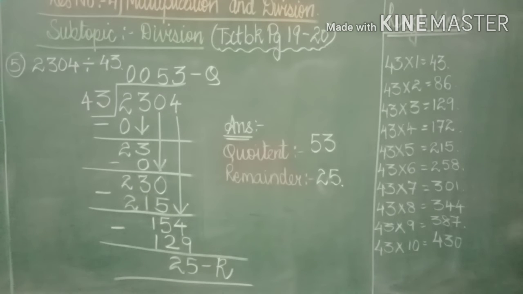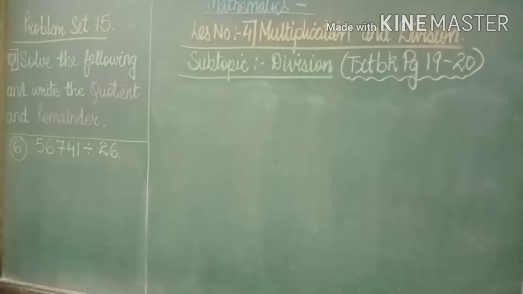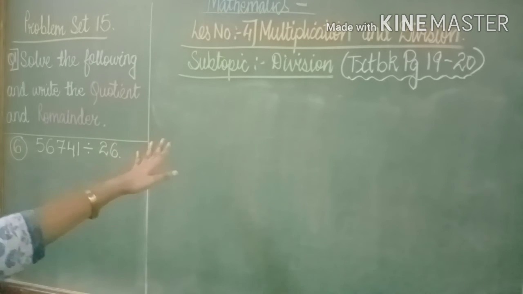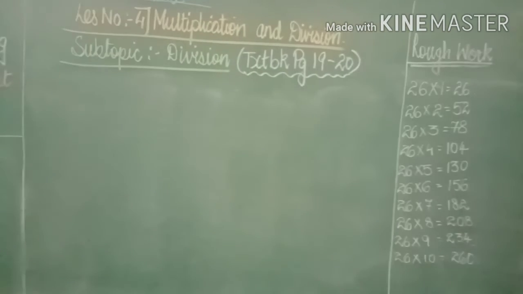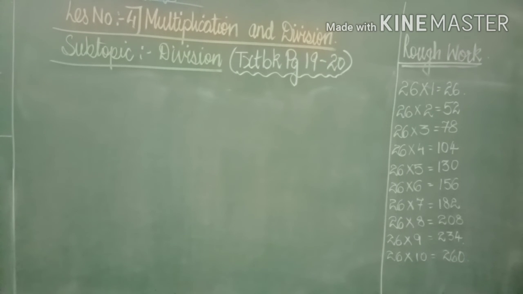56,741 divided by 26. As I have uploaded on YouTube the sixth sum, the last sum, which was the difficult sum, about 5 and 6 digit number. This is the same. Now we are going to do it actually from the problem set number 15, textbook page number 19 and 20. Okay students, let's see the last sum, that is 56,741 divided by 26. As you can see, I have not written it over here. We will do directly the division because this is a bigger number, so we require this much of space. And you can see in the rough work I have written the table of 26.